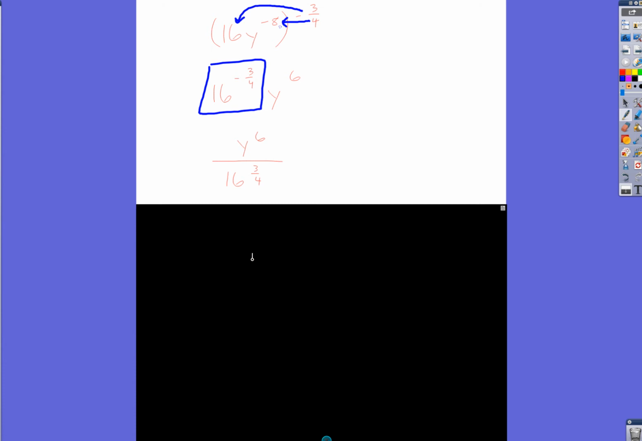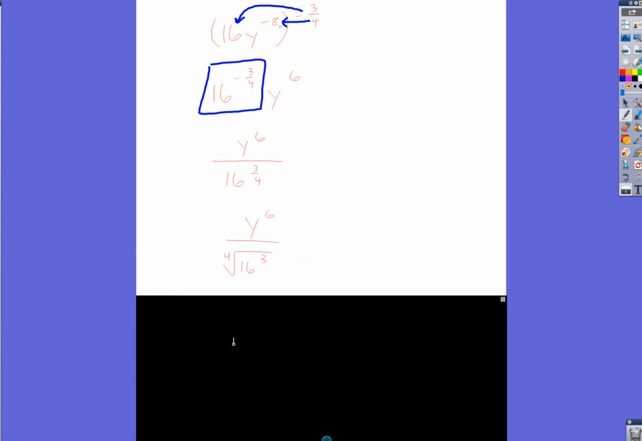So now the only thing I have left to do is deal with the fraction. How can I simplify a rational exponent? Somebody not named Lorna, tell me what I can do to simplify a rational exponent. Mimi, you know? No. Change it to a radical. What type of radical would this be? 4th root, very good. Of 16 to the 3rd power.